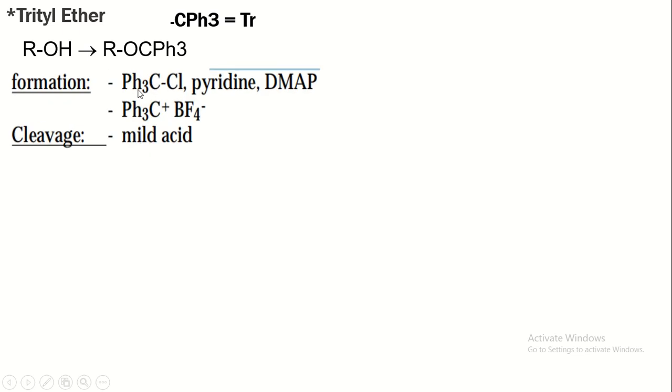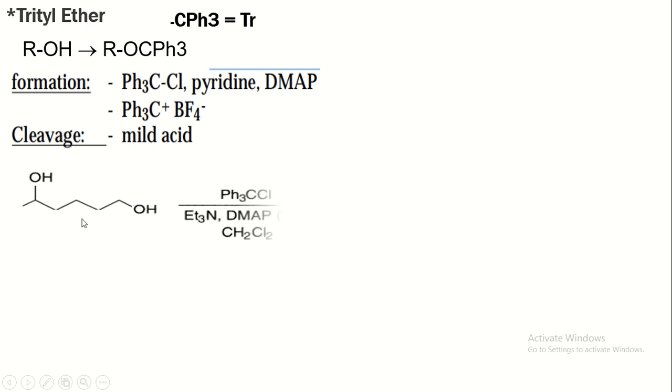Then by using trityl ether, the structure of the trityl is like this. Triphenylmethyl is called the trityl group. It can be done by using trityl chloride in presence of pyridine, and the deprotection is done by using mild acid.